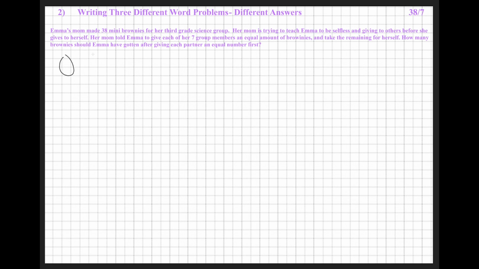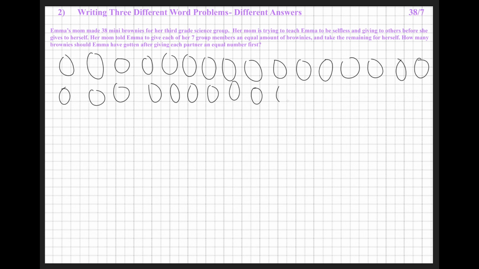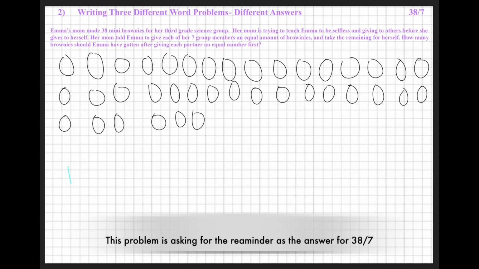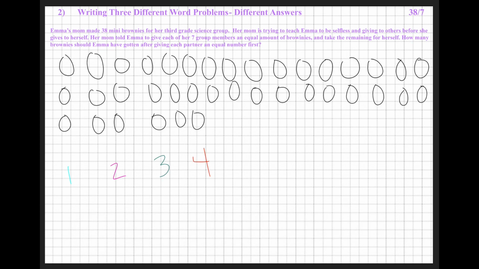So I'm going to draw my 38 mini brownies. Now we have friend 1, friend 2, friend 3, 4, 5, 6, and 7. These are her 7 group members.